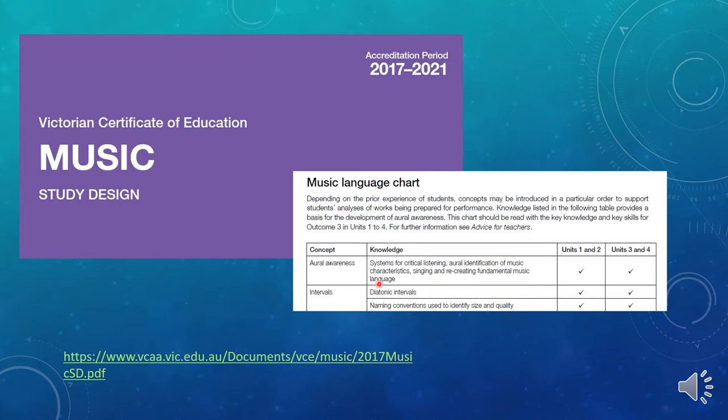On page 20 of the study design, you will find what is called a music language chart. This chart clearly delineates the expectations of the oral component of this course. If you have not yet read through this chart, I strongly encourage you to do so. Whilst your VCE music mark will be built on your end of year performance examination, and we all know that contributes 50% to your overall grade, the oral component is very demanding for some students and needs a lot of work, rework, and attention.